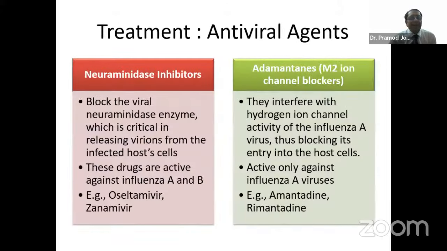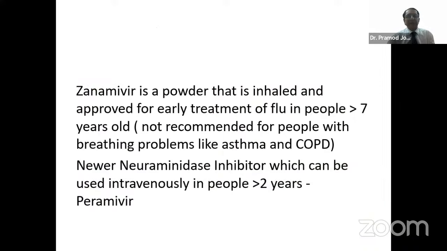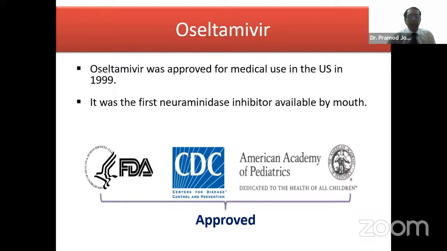knowing. And neuraminidase inhibitors, which I mentioned, they are the ones which block the viral neuraminidase enzyme, which is critical in the release of the virions from the infected host cells. And they are the drugs which are active against influenza A and B, for example, oseltamivir and zanamivir. Zanamivir is a powder that is inhaled and approved for treatment of flu in people beyond 7 years. And it is not recommended for people with breathing problems like asthma or COPD.